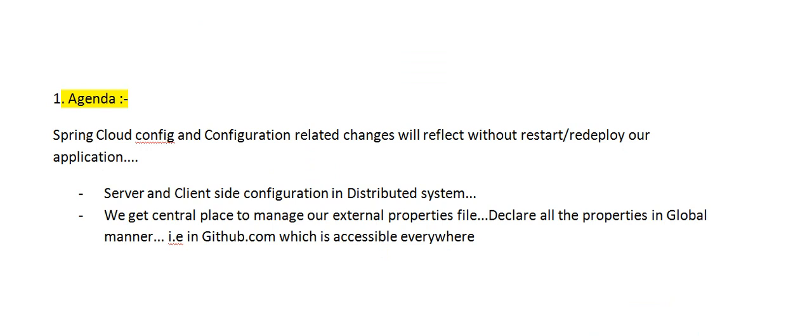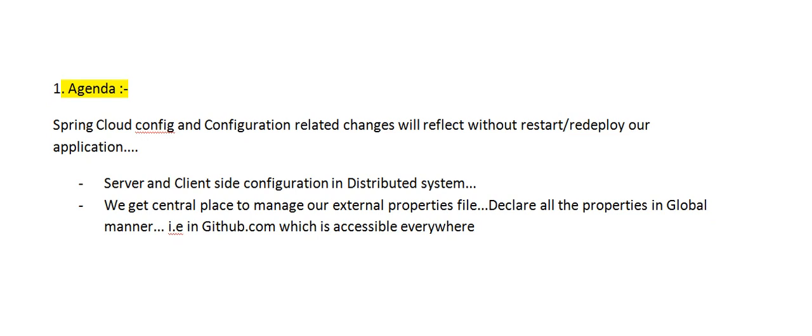Now the agenda is Spring Cloud configuration, where any configuration-related change will be reflected without restarting or redeploying our application. Spring also has the DevTools facility, so you don't have to restart anything. We will cover server and client side configuration in a distributed system. We get a central place to manage our external properties files, declaring all properties in a global manner, in github.com, which is accessible from everywhere.